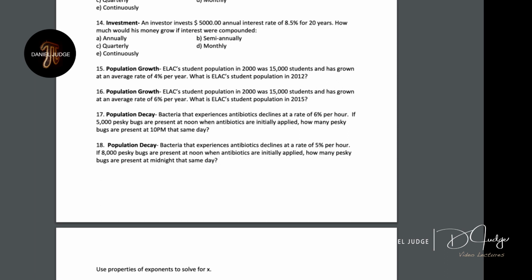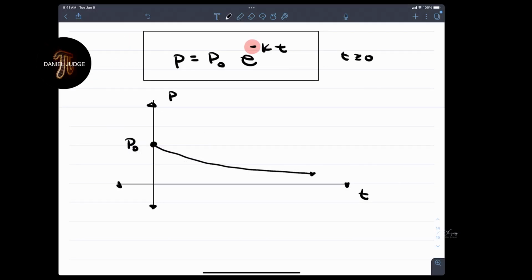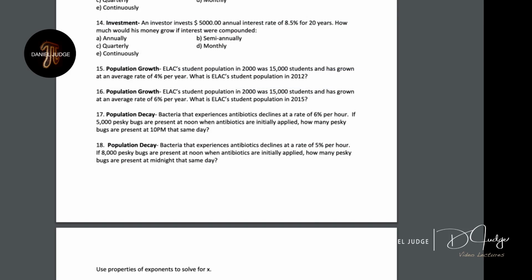So if you look at question number 18 here, this is a population decay question. This is kind of what I'm talking about. I want to decay that bacteria down to nothing because I have a stomach ache, so I'm taking antibiotics. This is how they work. So if we look at this situation, they say in 18, bacteria experiences antibiotics, declines at a rate. So they have a decline rate. Notice that rate of decline in this question. That's 5% per hour. Okay? So this is K being 0.05 now.